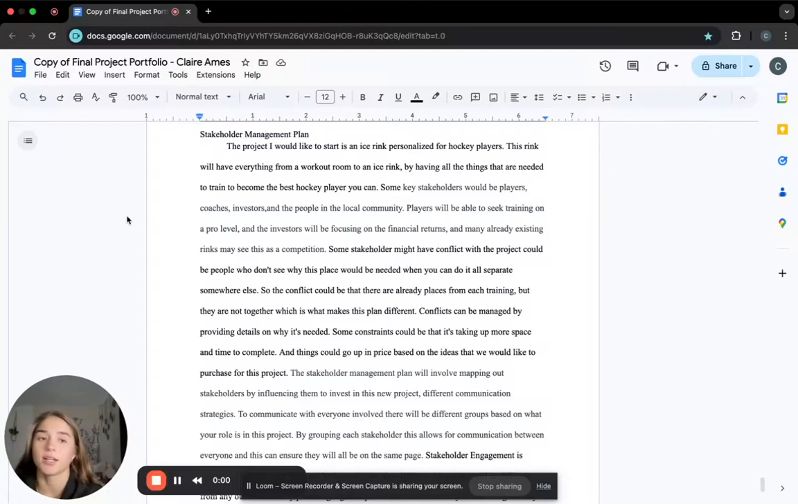For my project, I decided to build a new hockey rink/gym to give hockey players a space to learn from the best with the best equipment. I did not change anything from my draft because I did not receive any feedback. Basically, this rink is going to be personalized for hockey players.